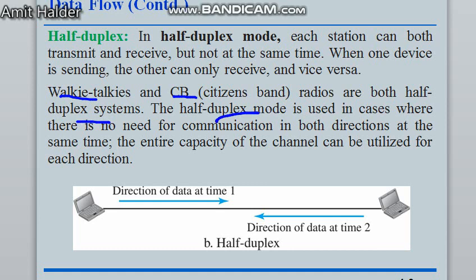The half duplex mode is used in cases where there is no need for communication in both directions at the same time. So that's not at the same time. If it is at the same time, that will be full duplex. We will go through the next slide. The entire capacity of the channel can be utilized for each direction. For a certain period of time one direction, for a certain period of time two, the direction of the other portion.